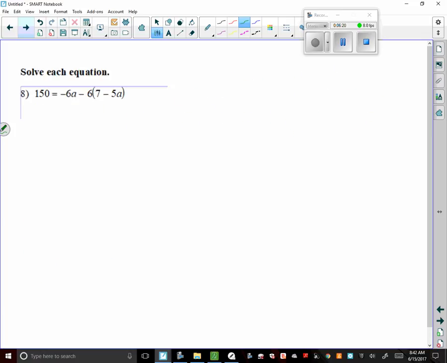Now I'm just going to solve this equation for the variable here. We're trying to manipulate everything to isolate A. So first let's distribute. Keep in mind order of operations.